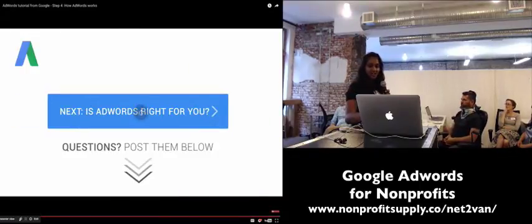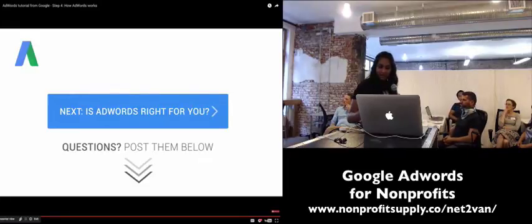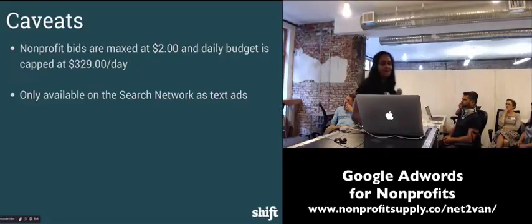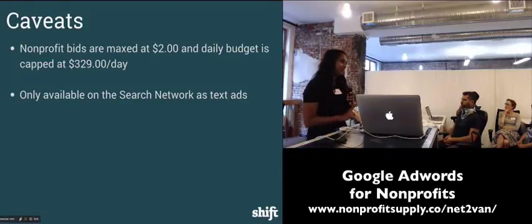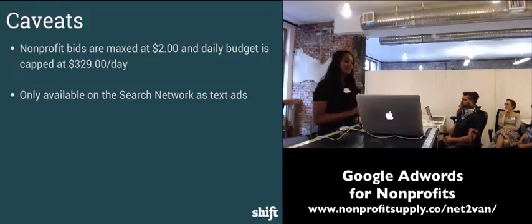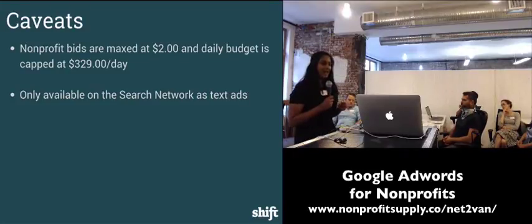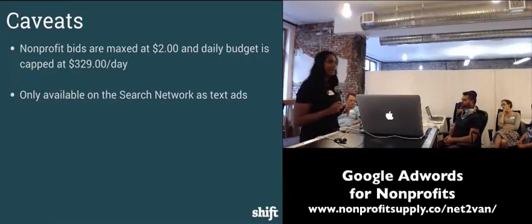So there's a few caveats to that. Nonprofits, you have a max of $2 per bid per keyword, and your daily budget is capped at $329. So you can bid below $2, which we never really do because it doesn't really make sense. And your ads are only available on the search network as text ads. You cannot do display network or any other type of advertising, but you can do mobile search network.